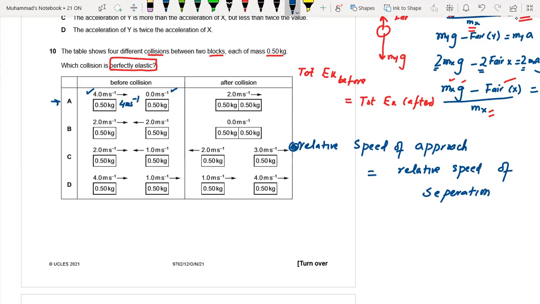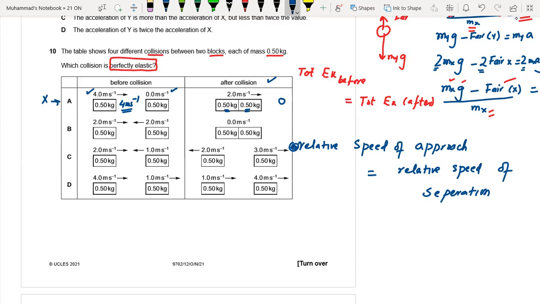And after collision, they are moving together. So if they are moving together, they are not separating from each other. So the speed of separation over here is 0. If two masses are moving together, there is no separation at all with respect to time. So the relative speed of separation is zero, but the relative speed of approach is not zero. So this option is incorrect. So this is not perfectly elastic.